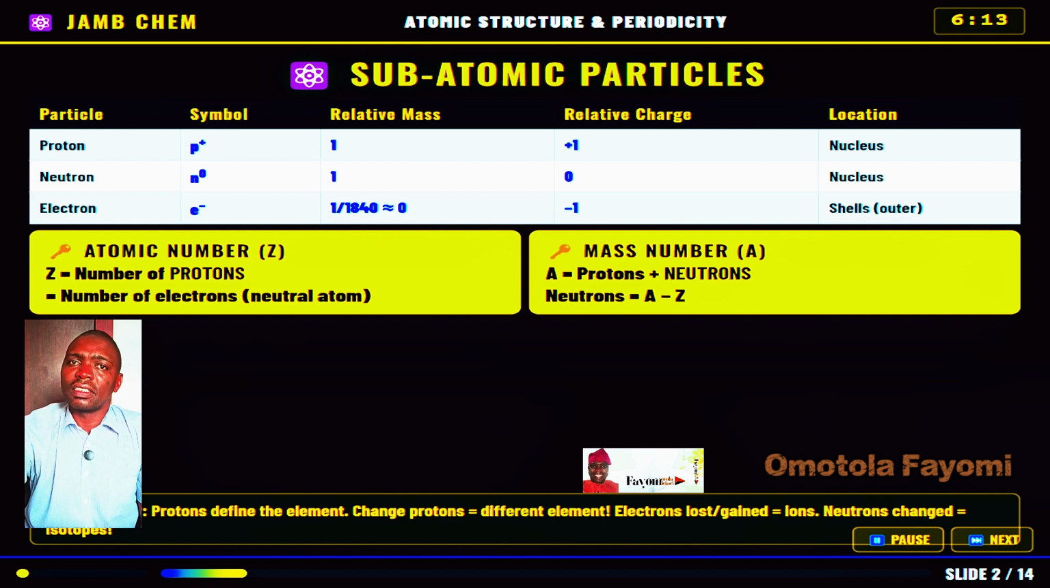The atomic number Z equals the number of protons. In the neutral atom, Z also equals the number of electrons. The mass number A equals protons plus neutrons. So the number of neutrons is simply A minus Z. Sodium 23 means it has Z 11, A 23. So neutrons is 23 minus 11 equals 12. Simple. Remember, it is the number of protons that defines which element you have. Change the protons, you change the element entirely.